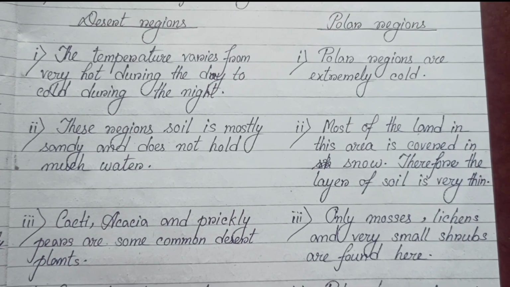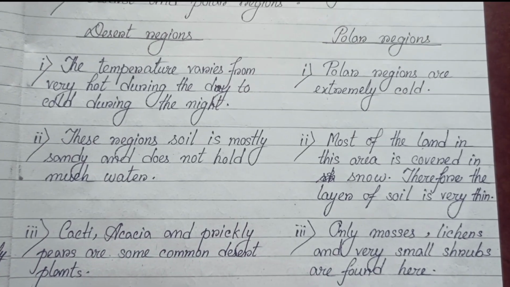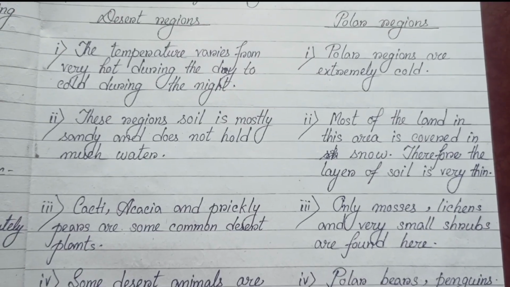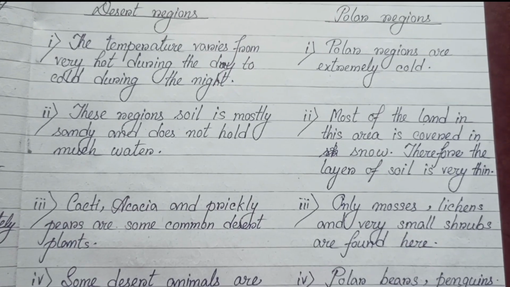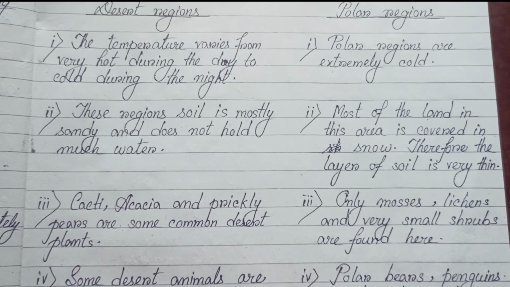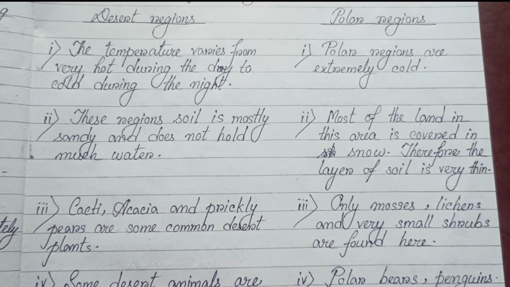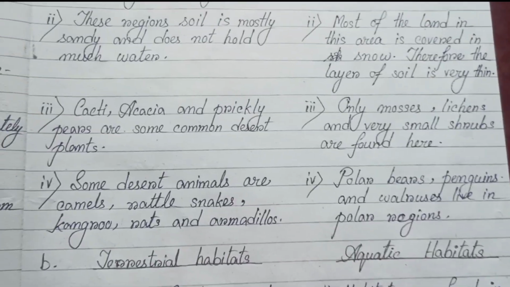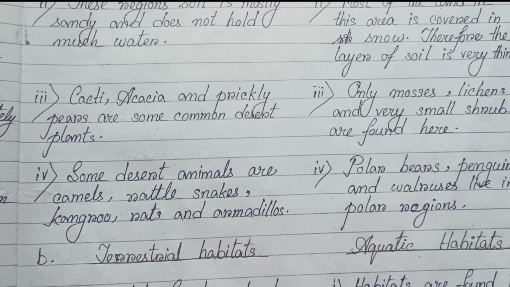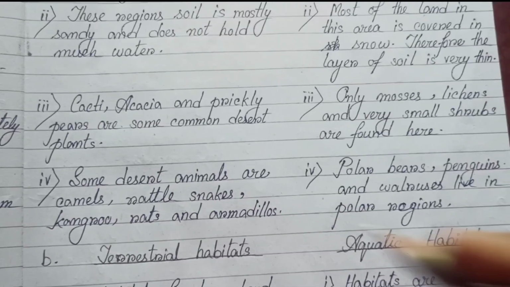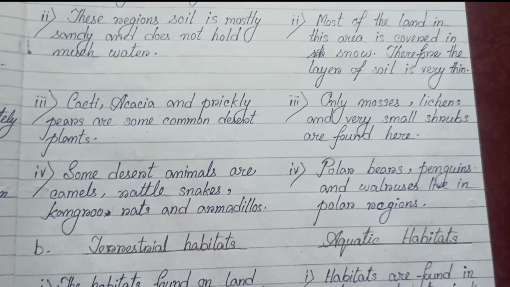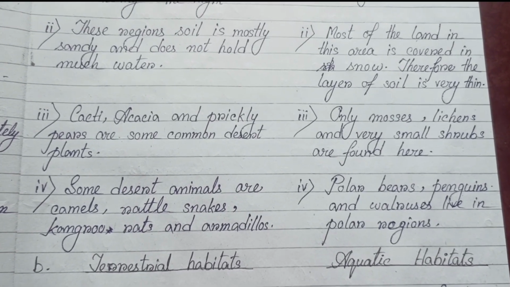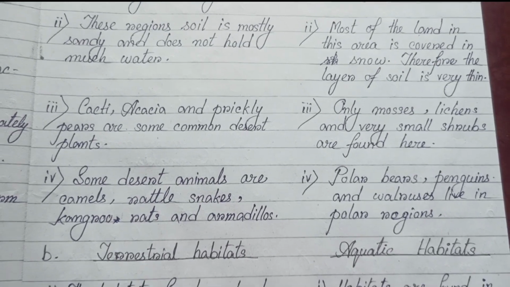Number 2, here most of the land in this area is covered in snow, therefore the layer of soil is very thin. Number 3, under desert region, cacti, acacia and prickly pears are some common desert plants. Number 3, under polar region, only mosses, lichens and very small shrubs are found here. Number 4, here some desert animals are camels, rattlesnakes, kangaroo rats and armadillos. Number 4, here polar bears, penguins and walruses live in polar regions.